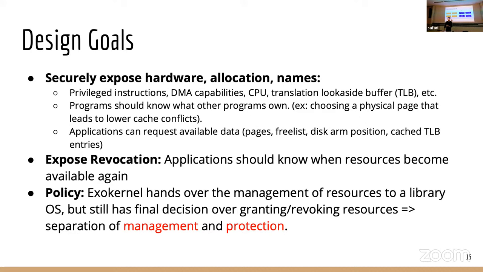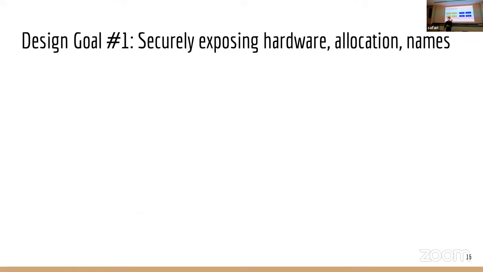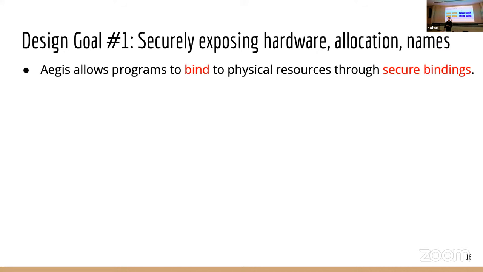The exokernel wants to hand over the management of resources to a library operating system, but it still has the final decision and say in all granting and revocation of resources in the system. And this achieves a separation of management and protection, which, as we will see, makes the kernel very fast. So let's talk a bit about design goal number one. How do we securely expose hardware, allocation, and names?